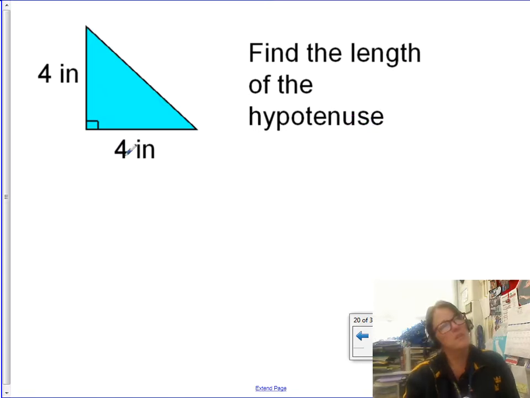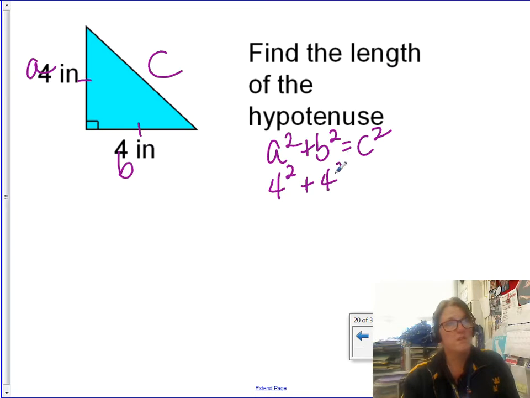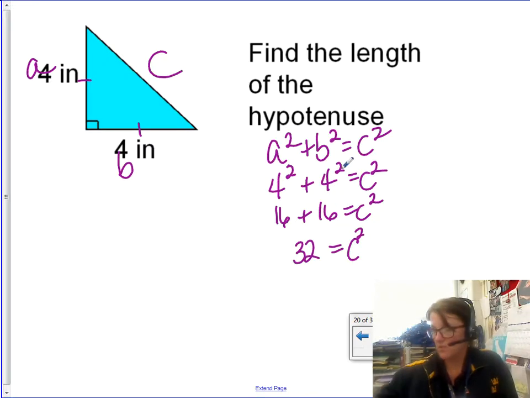Okay. Oh, look at this one. Here's a nice right triangle where my two legs are exactly the same. So when I go to plug it in to find my hypotenuse, if I let this side be a, that's 4, and if I let this side be b, which is also 4, now I can find the hypotenuse. Okay, 16 plus 16 is c squared. That means that c squared is equal to 32.